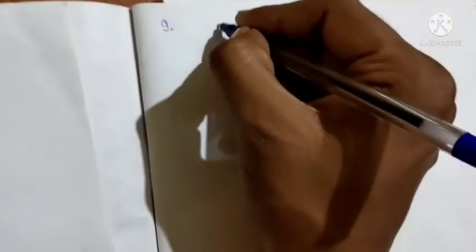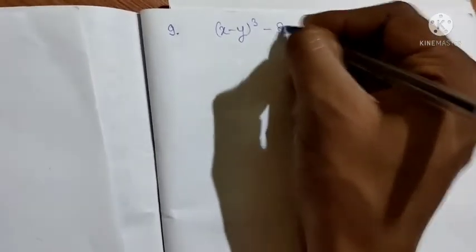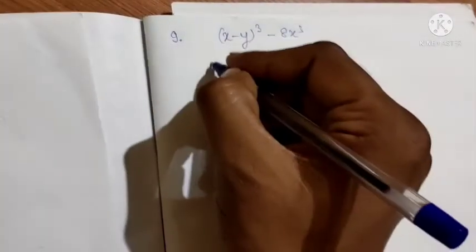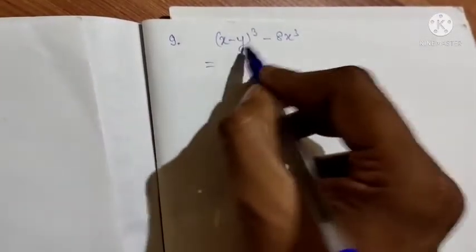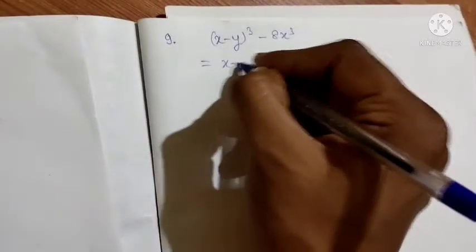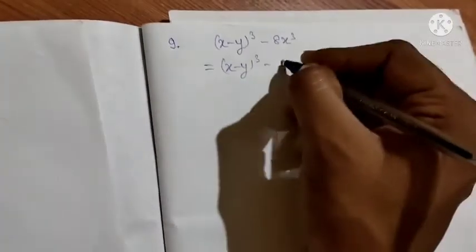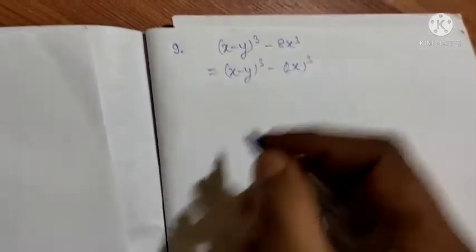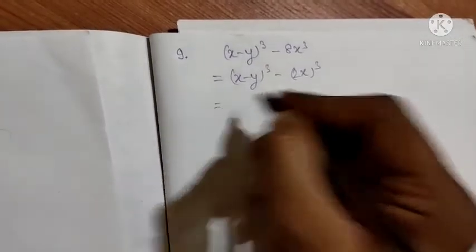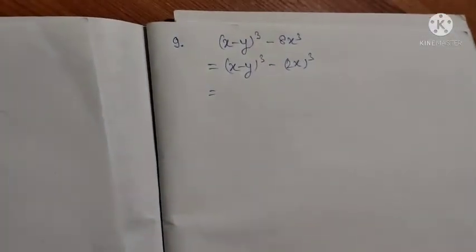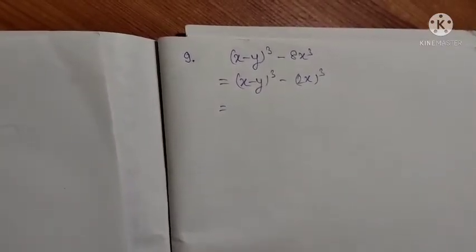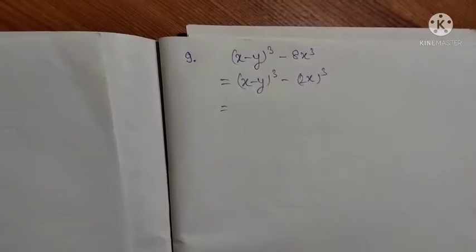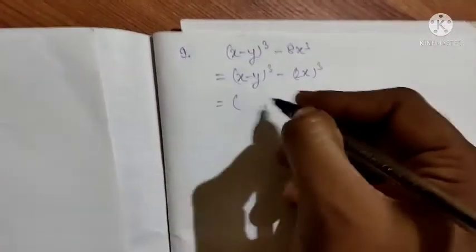Now question number 9. The question number 9 is x minus y whole cube minus 8x cube. It is also in the form of a cube minus b cube as x minus y whole cube minus 2x whole cube, right? So we are going to put it in the form of a cube minus b cube. As we know that a cube minus b cube is equal to a minus b into a square plus ab plus b square.